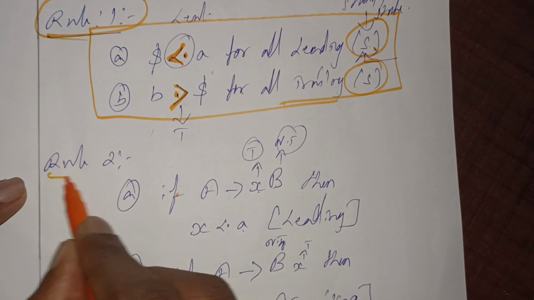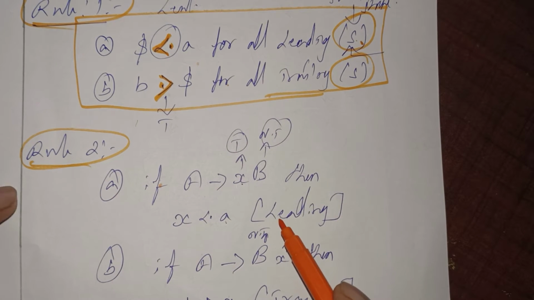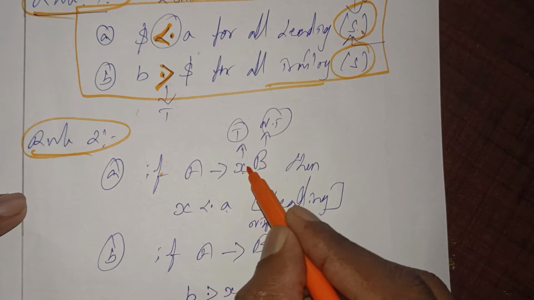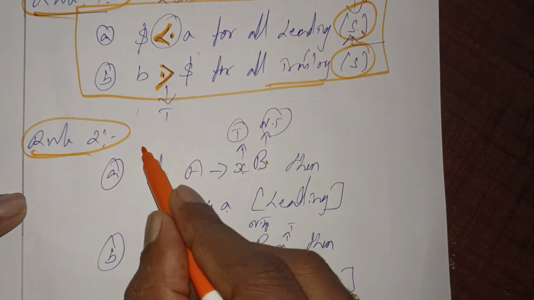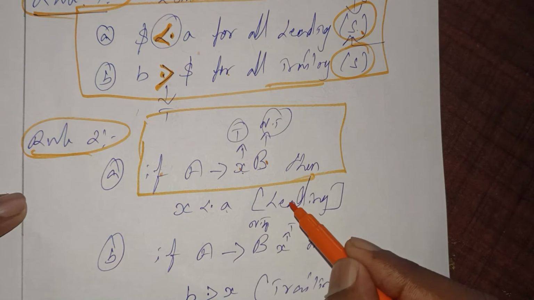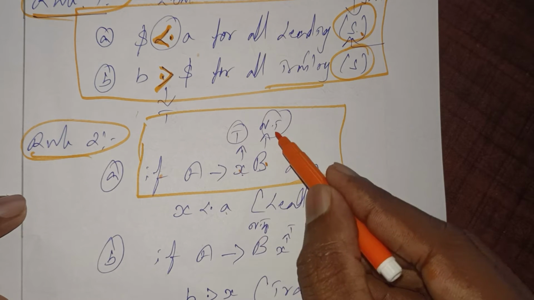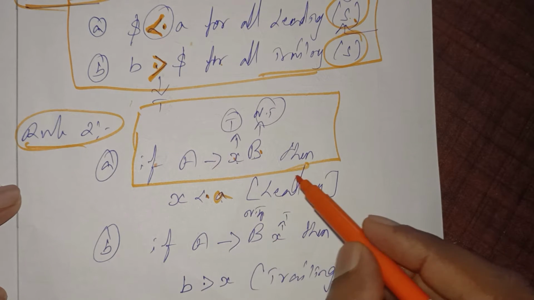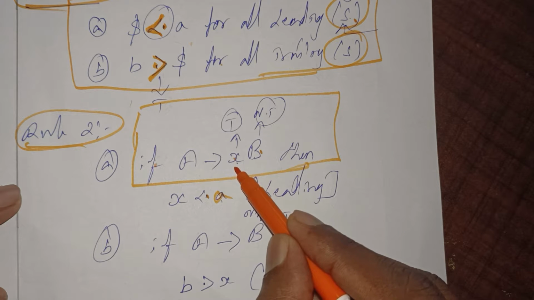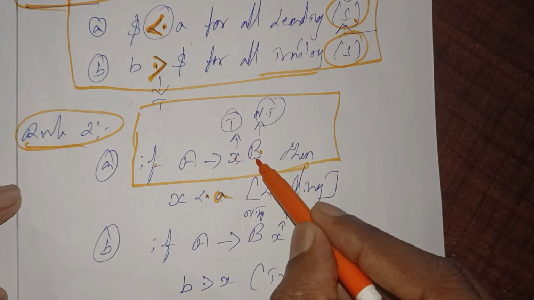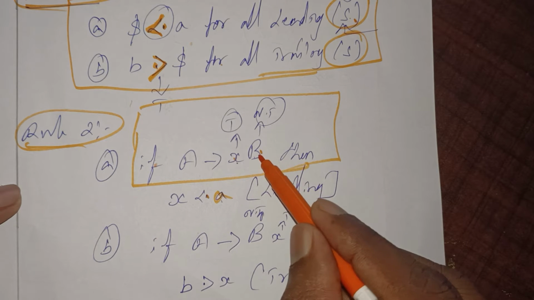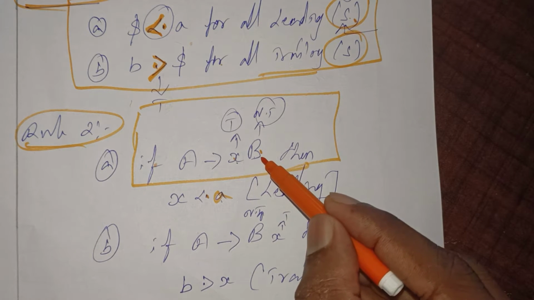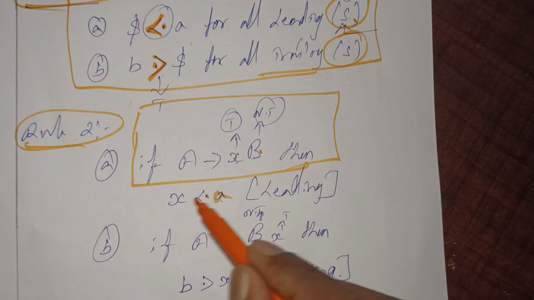Second rule. Here you can find it: if any given grammar is matching in this way, say for example, capital A, a non-terminal on the left-hand side, points to a terminal and a non-terminal, then we need to perform X leading A. X is the terminal, and small a represents whatever is inside this particular non-terminal, so we are going to find the leading of this B. Below B, if there is any non-terminal value, you take that value and apply leading, then this is the answer.